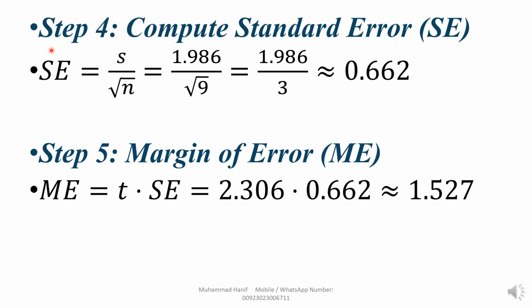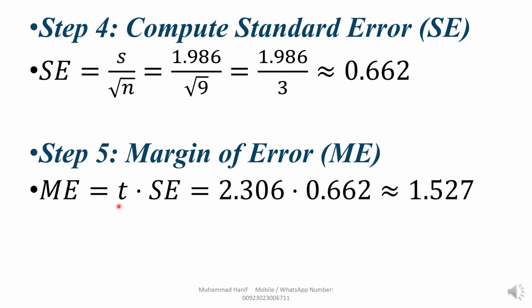Now we go on to step 4. Compute the standard error. Standard error equals S divided by the square root of n. You know the value of S, we get 1.986 divided by the square root of 9, which is 3. Then 1.986 divided by 3, we get 0.662.